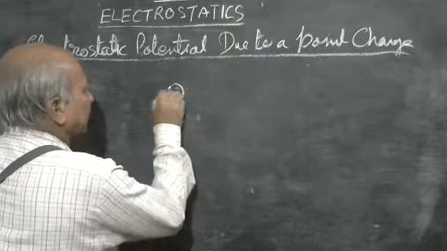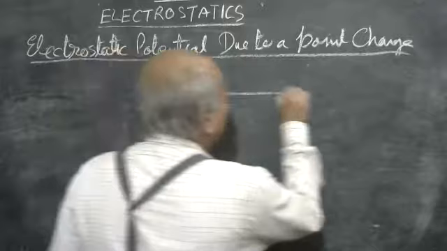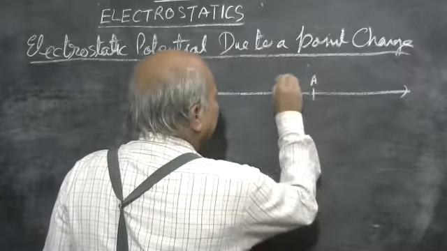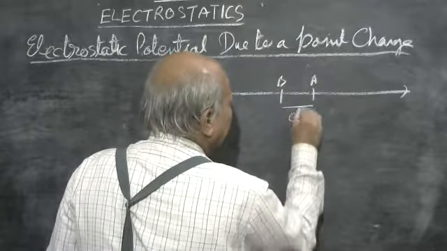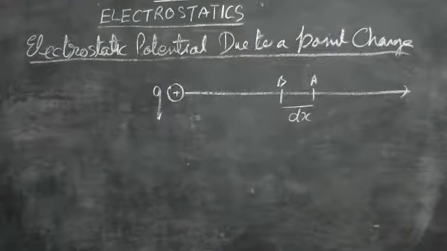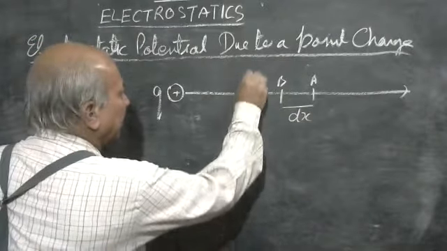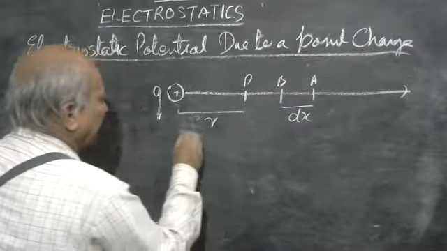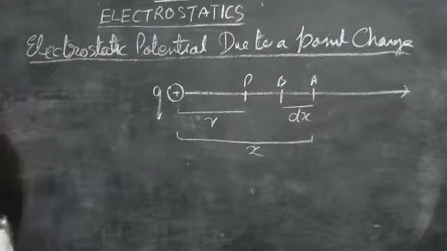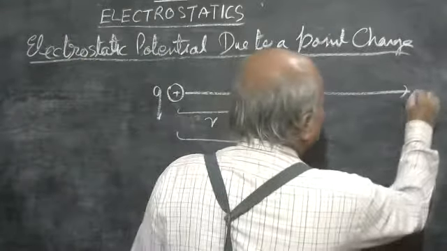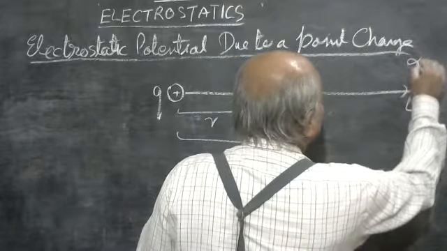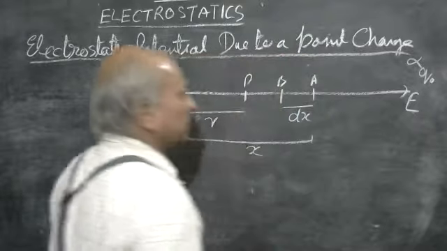Take a positive charge Q, and on this there are points A and B. This is A and B. This distance is very small. We can write it as X. And there is a point P. This distance is R, and from this to this the distance is equal to X. This is the direction of the electric field, and at infinity there is a charge Q0.